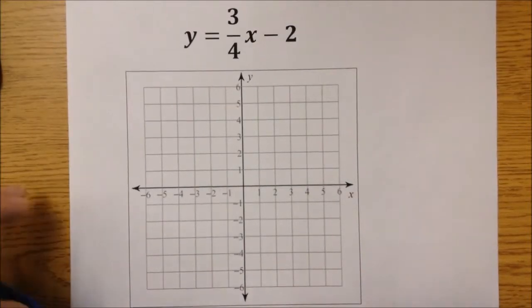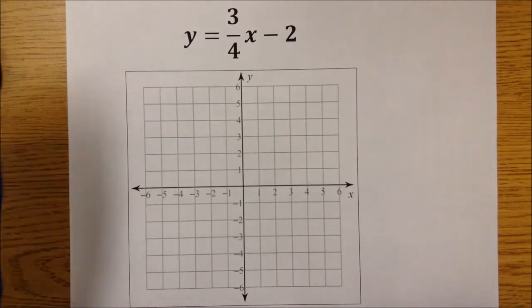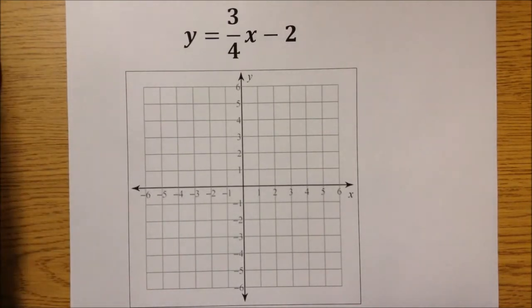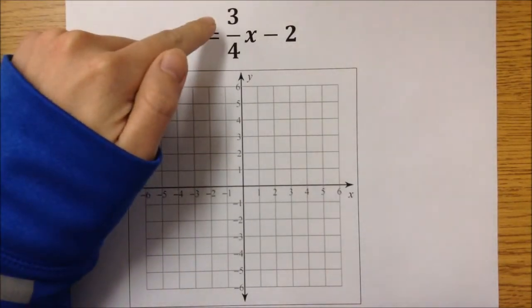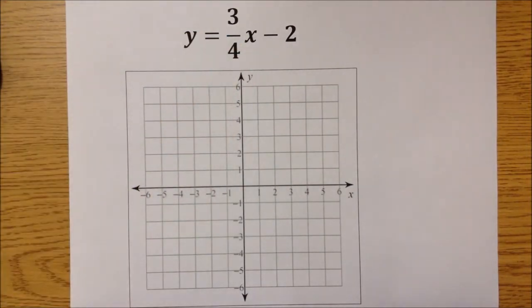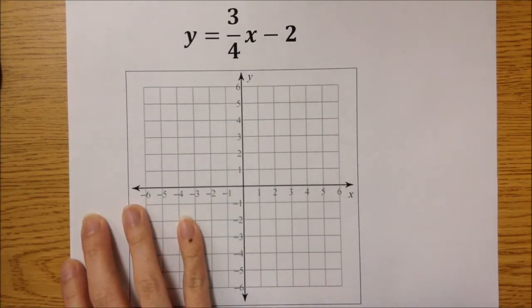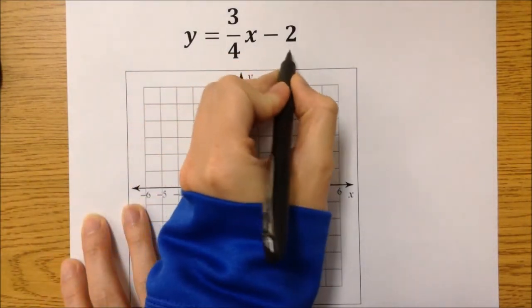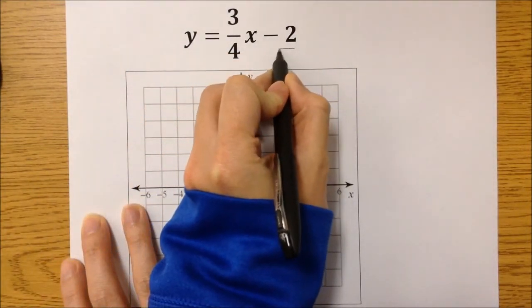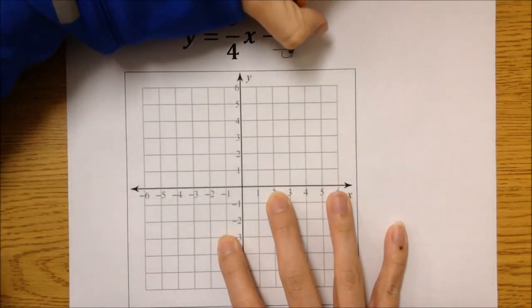Alright, so we're going to talk about how to graph a linear function when given an equation such as y equals 3 over 4 x minus 2. What we're going to do is identify the parts of it. The first part is the y-intercept. So here, this is the y-intercept. I'm going to write out the y-intercept.